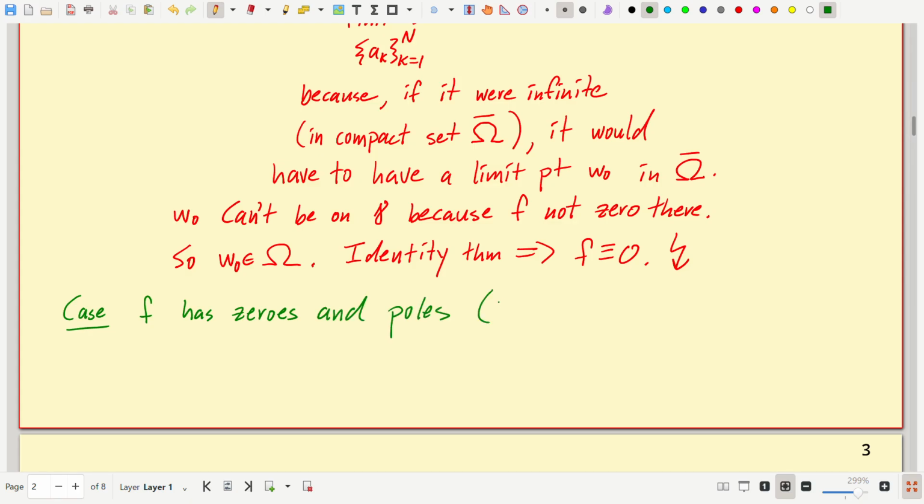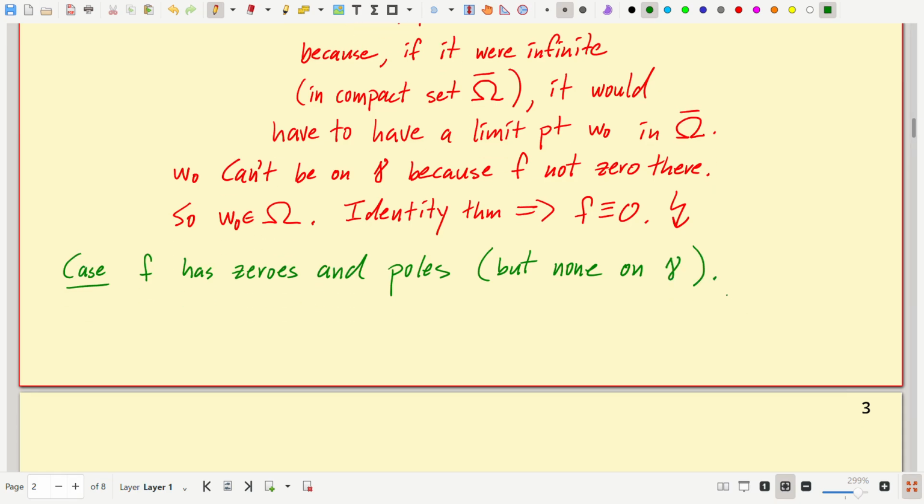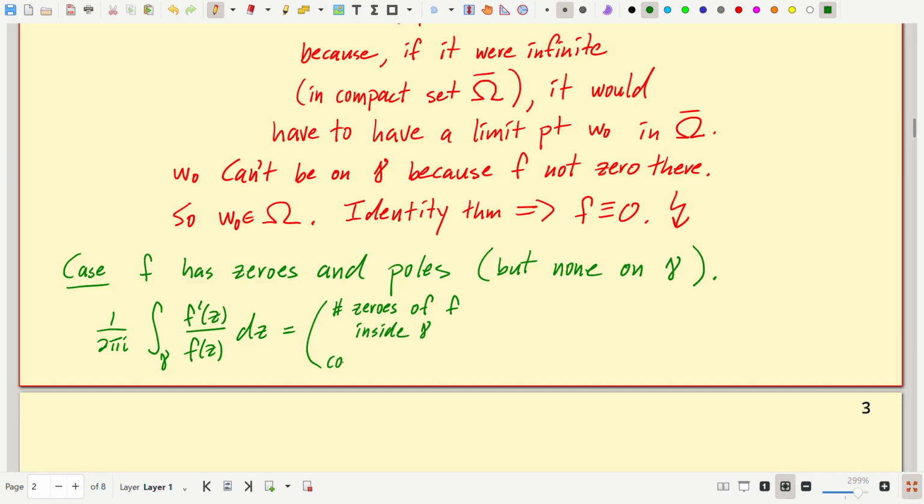And poles, but of course none on the actual curve, none on gamma. Then you get something similar: 1 over 2 pi i times that same integral. You get the zeros like before, so you get the number of zeros of f inside gamma, counted with multiplicity.